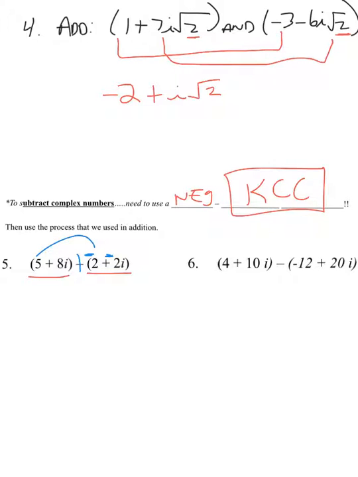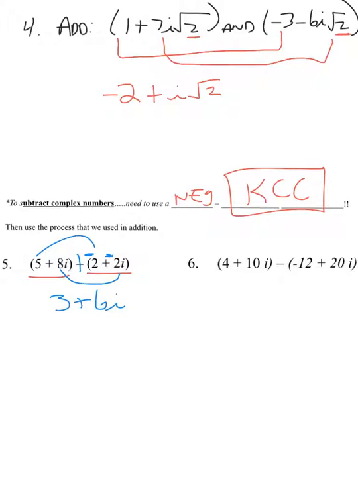What's 5 plus a negative 2? It's equal to 3. What's 8i plus a negative 2i? That's equal to 6i. Can't combine anymore, I'm done. Now, could you have done straight out subtraction? Sure, you could have. You could have said 5 minus 3 is 2, and 8i minus 2i is 6i. That's fine. Either way, whatever way you handle. But a lot of you guys need to do that keep change change.